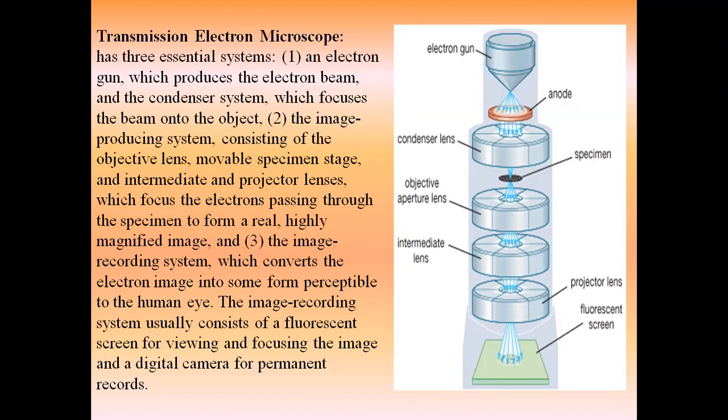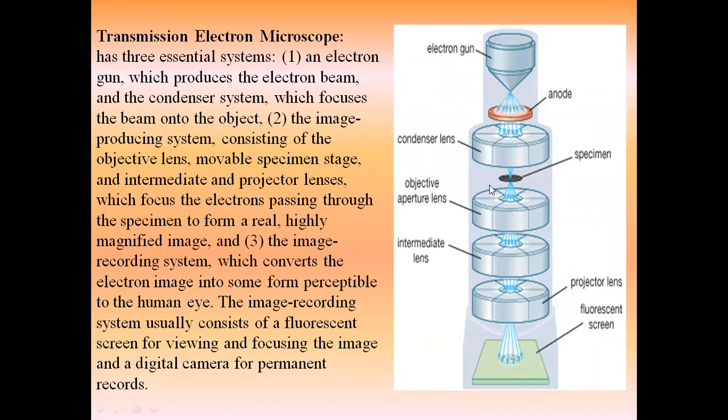The function of this condenser lens is to confine or condense the electrons coming out of the anode. Those electrons are collected and condensed in one small area. Once the electrons coming out of the condenser lens have been condensed or confined in one particular place, those electrons fall on the specimen.